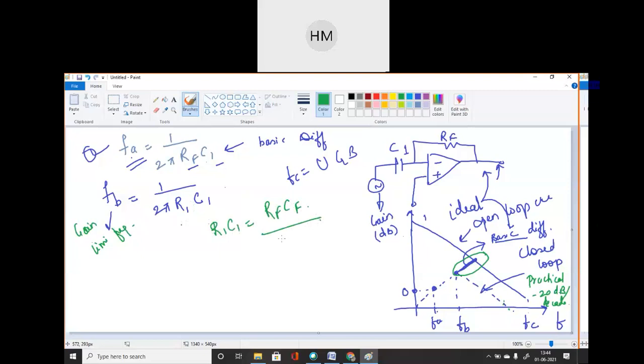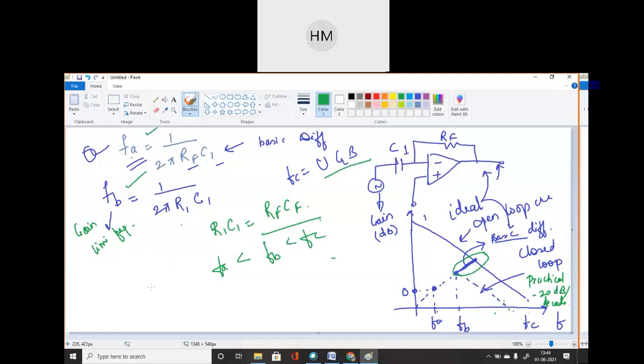This is the basic condition, and which results into FA less than FB less than FC, which you can see in this diagram also. So now we have the formula of FA, we have the formula of FB, and FC is my unity gain bandwidth. Next line, write down, the input will be differentiated properly.